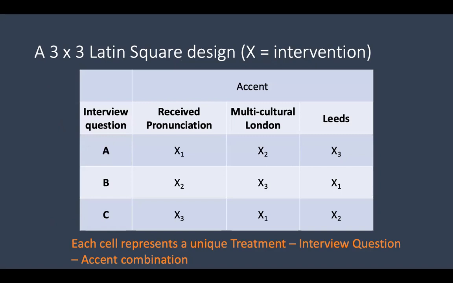You create 9 different cells, and then you put the interventions X1, 2, and 3 into these cells in a way that each combination is a unique combination out of the 9 possible combinations. For example, for interview question A, on each row, you assign treatment 1, 2, and 3 to the 3 accents: received pronunciation, multicultural London English, and Leeds. Then for interview question B, you have 2, 3, 1. For question 3, you have 3, 1, 2. This way, using 9 cells, you have exhausted all the possible combinations between the interview question, treatment, and the accent.